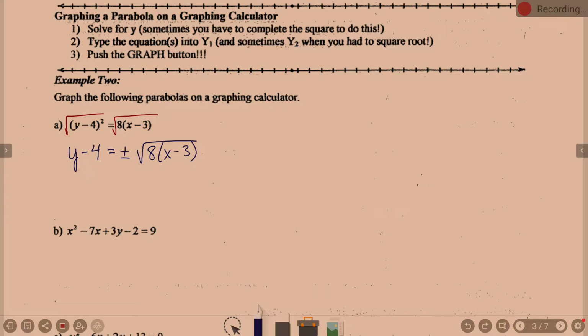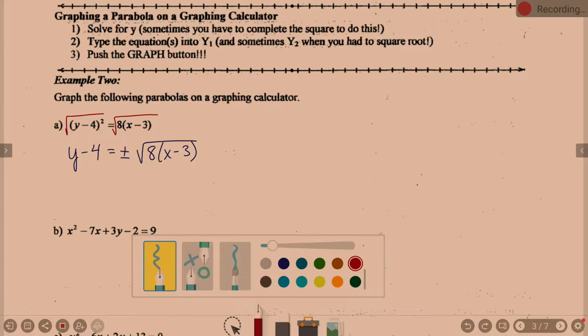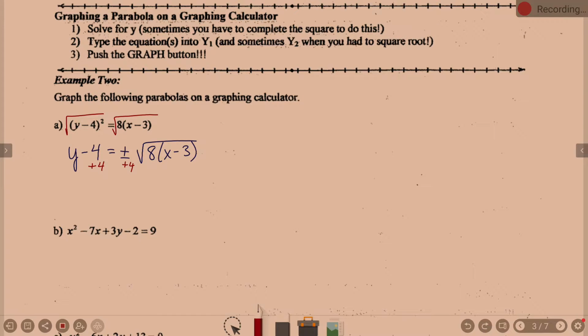Now, what is the last step I do have to do, though? I haven't solved for y fully yet. If it's y minus 4, we're going to add 4. If I add 4 on the left, add 4 on the right. If you recall, I prefer to have my plus or minuses in between two items. So I'm going to write this as y equals 4 plus or minus the square root of 8 times x minus 3.